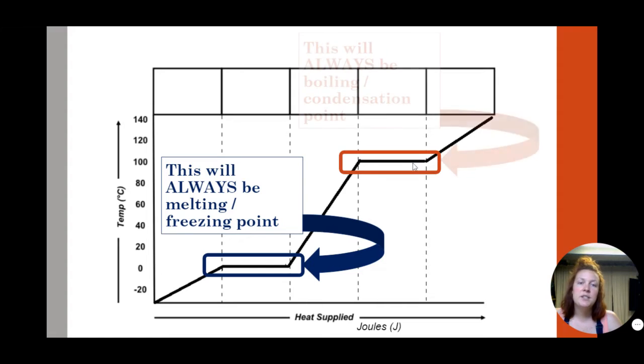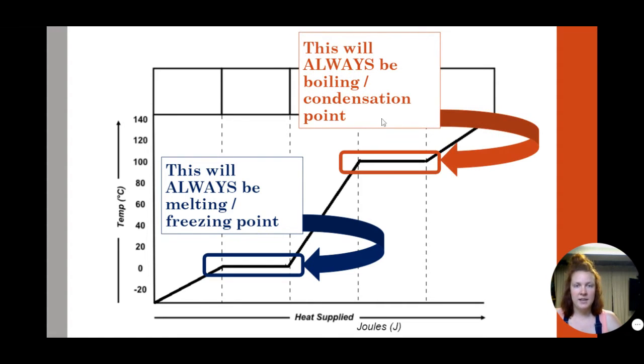Up here, the second plateau, we have boiling or condensation. So if we're increasing the amount of heat supplied, we're going to be going from liquid to gas, or boiling. If we decrease the amount of heat supplied, we're going to be going from gas to liquid, or condensing.